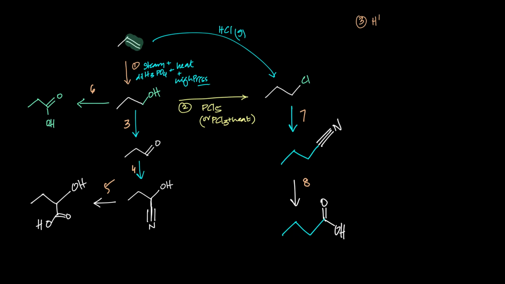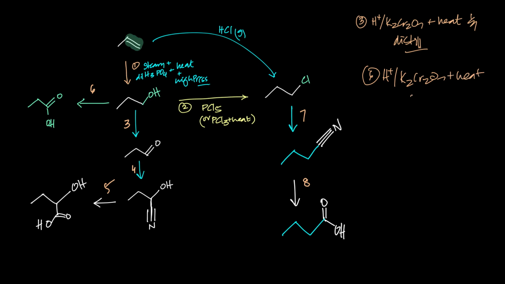You take acidified dichromate and heat and distill, because you want the aldehyde. If you had done the heat and a reflux, you'd get 6. So 6 is exactly that. 6 is acidified dichromate and heat.